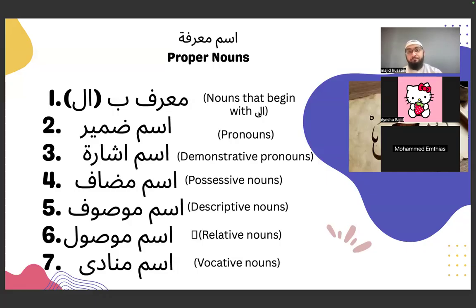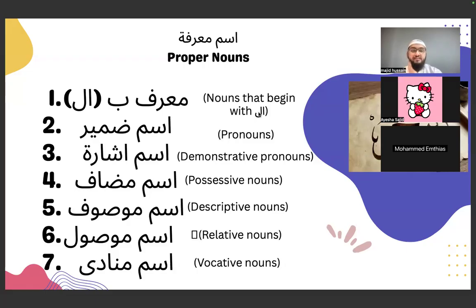Alif lam in the beginning. There are rules related to it, which I will explain now, one by one. Then the second proper noun is ism dhamir, which in English is known as pronoun, like he, she, they, all of those categories. In Arabic, we call it ism dhamir.